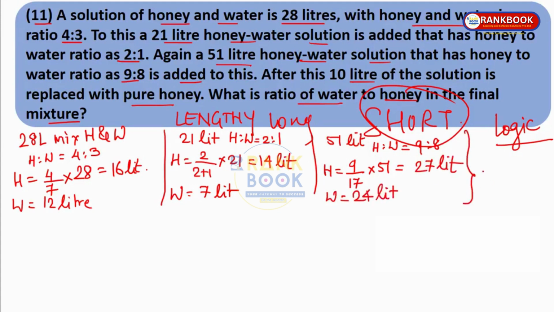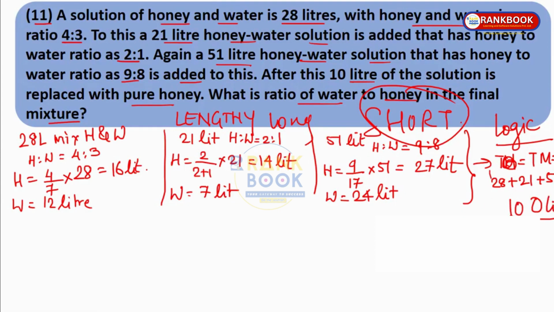Okay. After this, how much is the total honey in the mixture now? We have mixed all these three, right? So the total mixture, first of all, we'll find out. Total mixture is how much? It is 28 plus 21 plus 51. What we'll have? 8, 9, 10. 2 is 4, 5, 5. 100 liters is the total mixture.